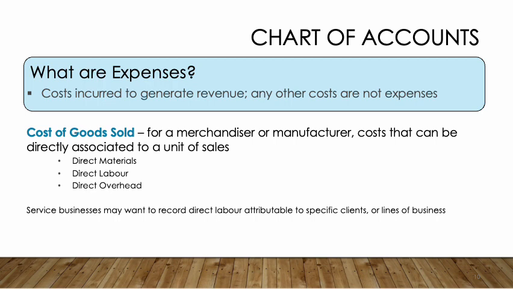If you are a merchandiser, you sell goods like Walmart, or if you are a manufacturer, then we will have a category of expenses called cost of goods sold. And once again, in the IFA course, there's a separate chapter to talk about merchandising firms and how we do accounting for them. But they would have different categories: direct materials, direct labor, direct overhead.